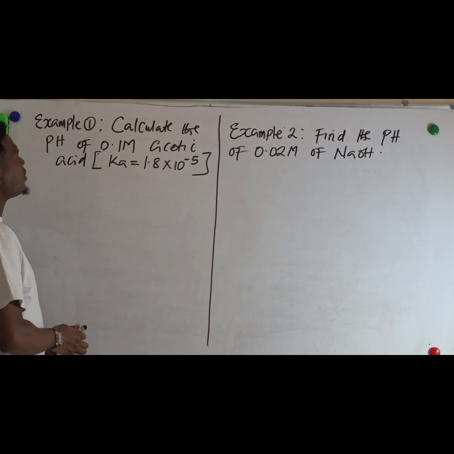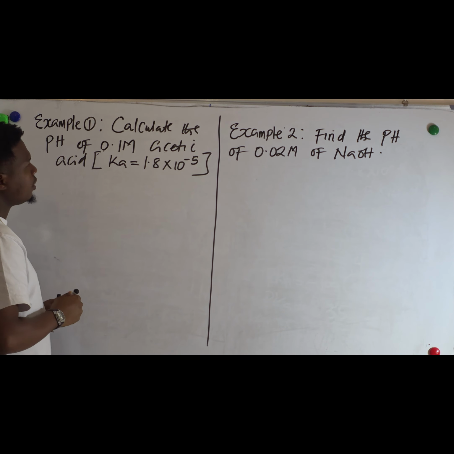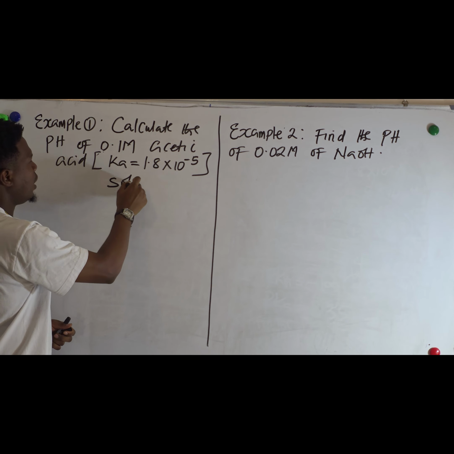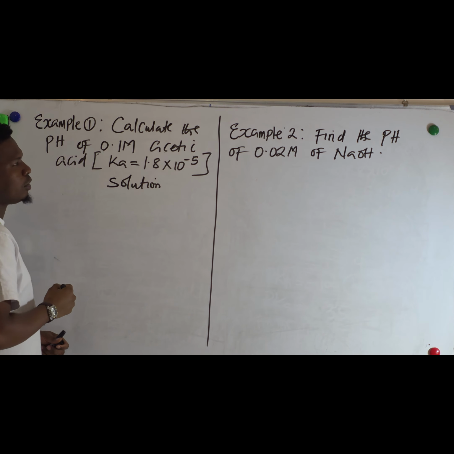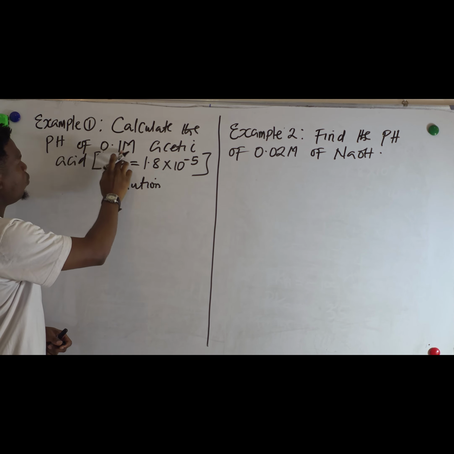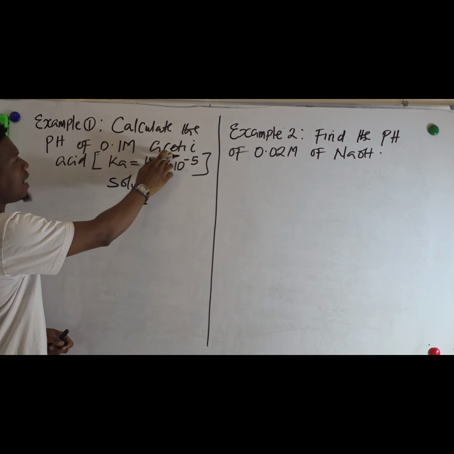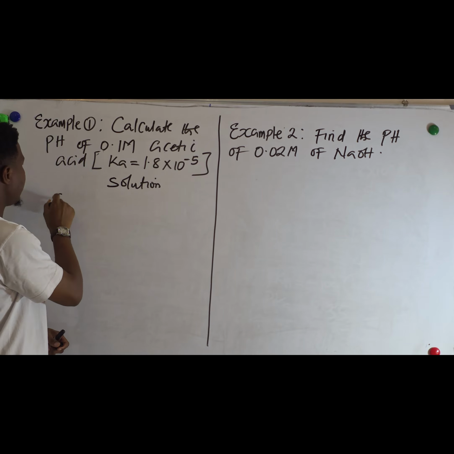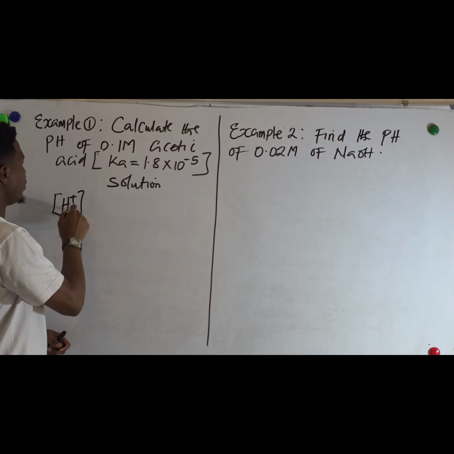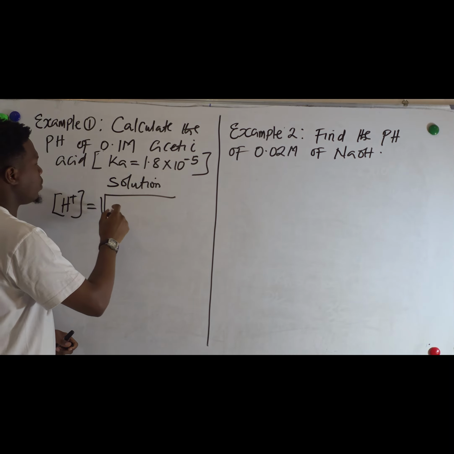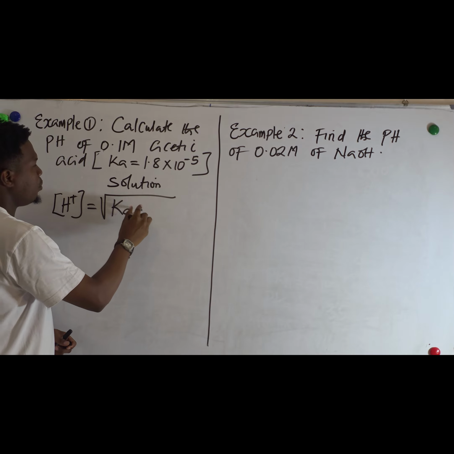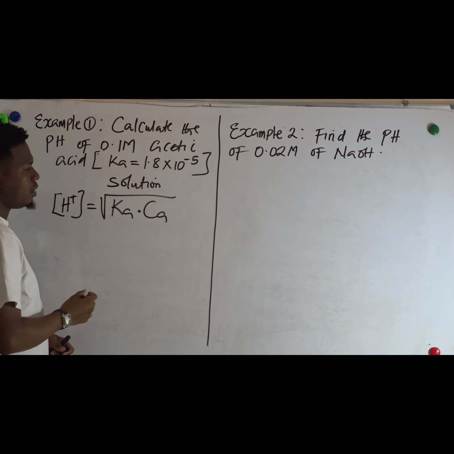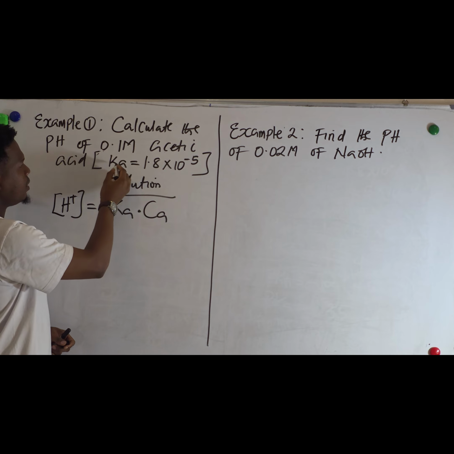Calculate the pH of a 0.1 molar acetic acid. This is the Ka, okay? So solution. How do we go about this? Remember what I told you about weak acid. For a weak acid, what they gave you here is the concentration of the acid, okay? So for us to find the concentration of the hydrogen ion, we have to find the square root of the Ka multiplied by the Ca. The Ca is this, the Ka is this.